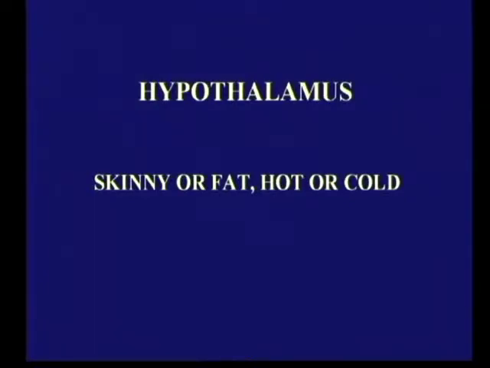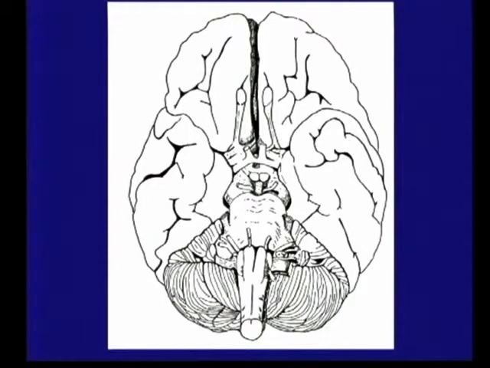And I think when we say skinny or fat, hot or cold, I hope most of you have a clue that we're talking about control of eating, control of temperature, control of many of the drives that we exhibit as primates. When we look at the bottom of the brain, Carl sectioned the hypothalamus at 3 levels.